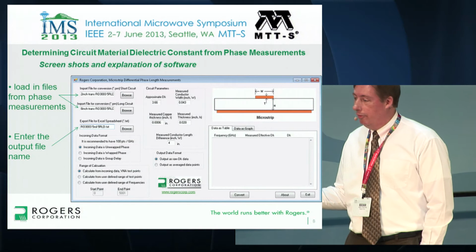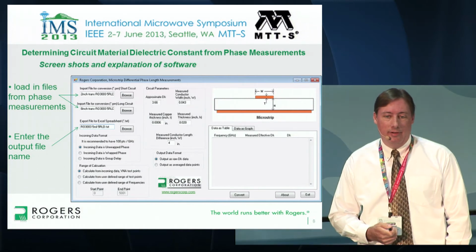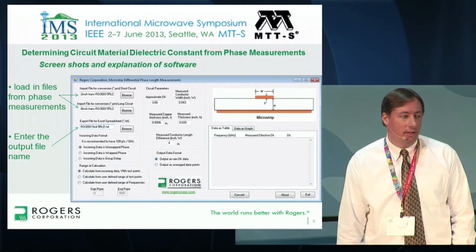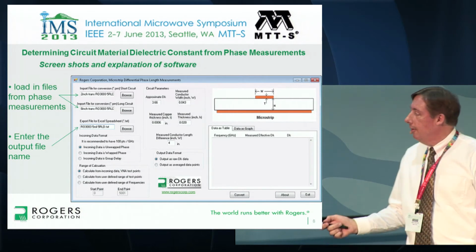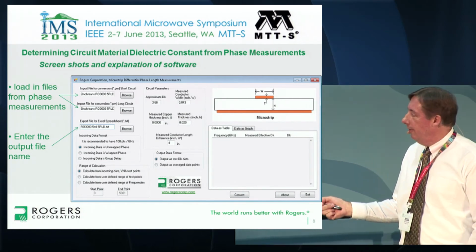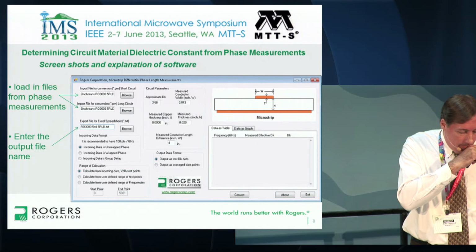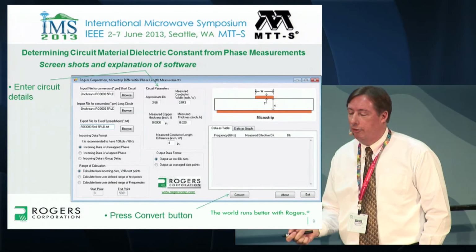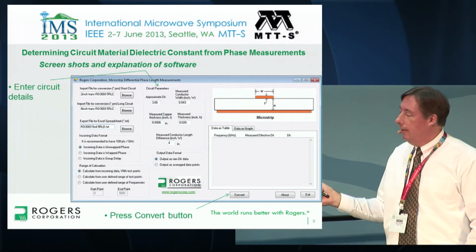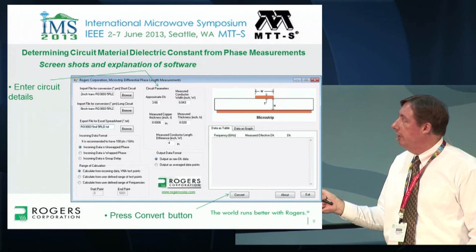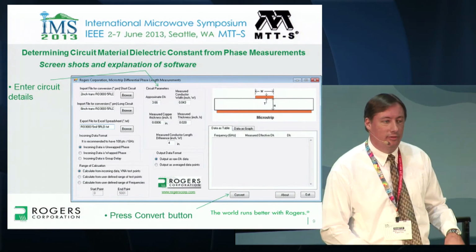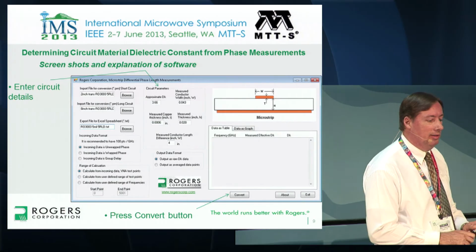So you could look at only the dielectric calculation for the dielectric constant from 16 gigahertz to 18 gigahertz if you'd like. So you can select all that here, and then after that, you need to put in the circuit parameters, which are up here, and you also need to give it an approximate dielectric constant. So this is kind of your guess of what you think the dielectric constant of the material is.